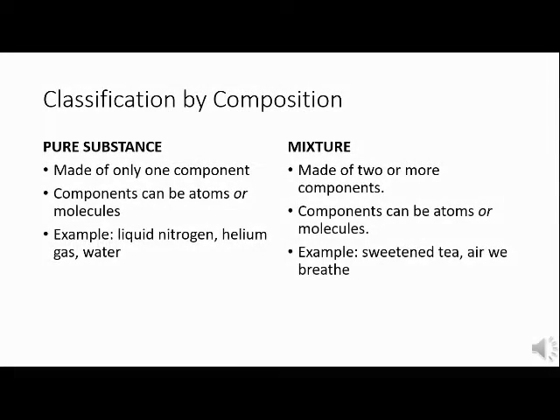So that was the classification of matter by its state, which can be a liquid, a solid, or a gas. And we just learned about a few of those properties. But now we're going to look at a different classification. So we can also classify matter by its composition, and we can do this by deciding if the matter that we're looking at is a pure substance or if it's a mixture.